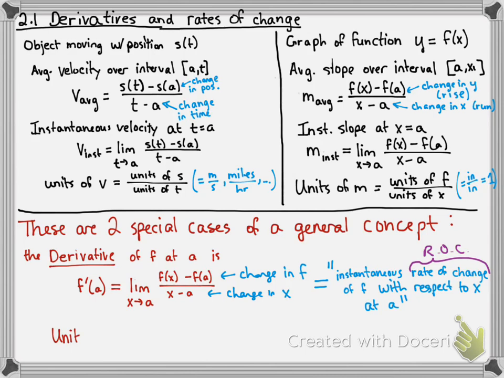Okay. And just like anything else, you can write down the units of this derivative. The units of the instantaneous rate of change are whatever the units of f are over whatever the units of x are. Oh, I wrote units of a, but you know what I mean. Okay.